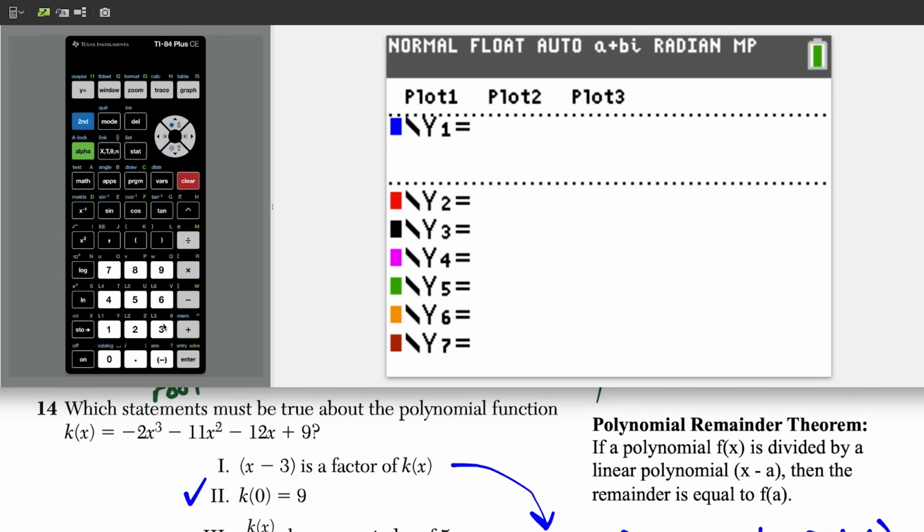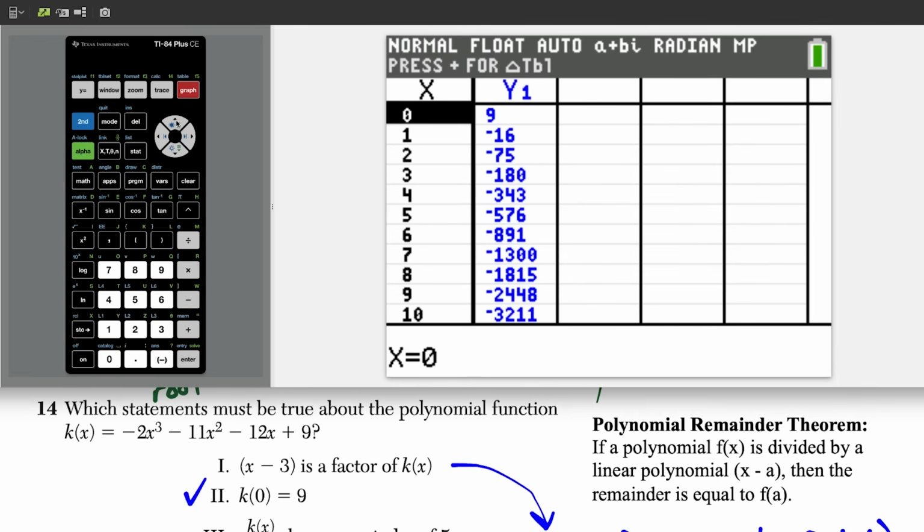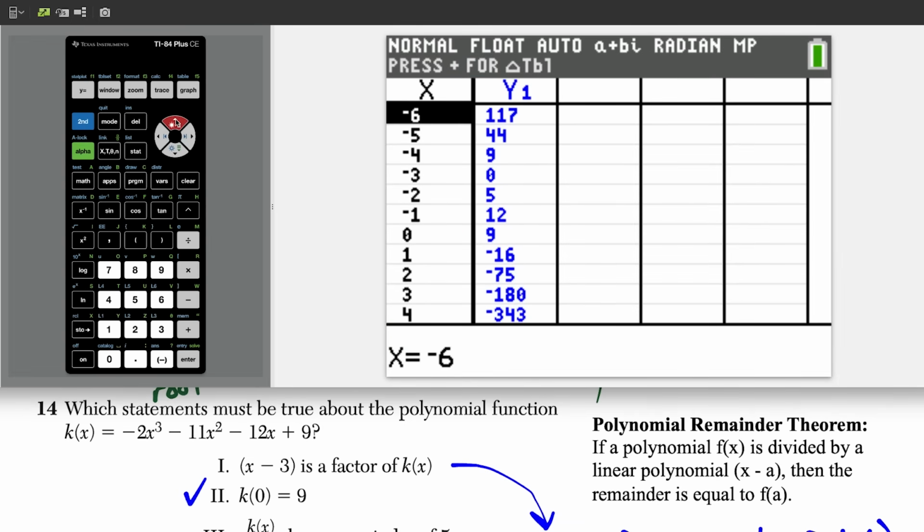So I'm just going to type in k of x. We have negative 2 and then x to the third power. And then after this, we have minus 11x squared. And then we have minus 12x. And we have plus 9. And now I'm going to press second graph here to go to the table. And I'm just going to take down the values that we need.